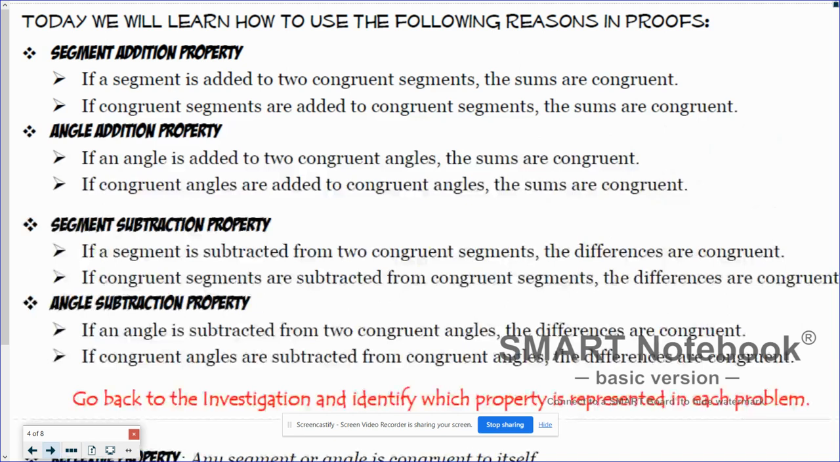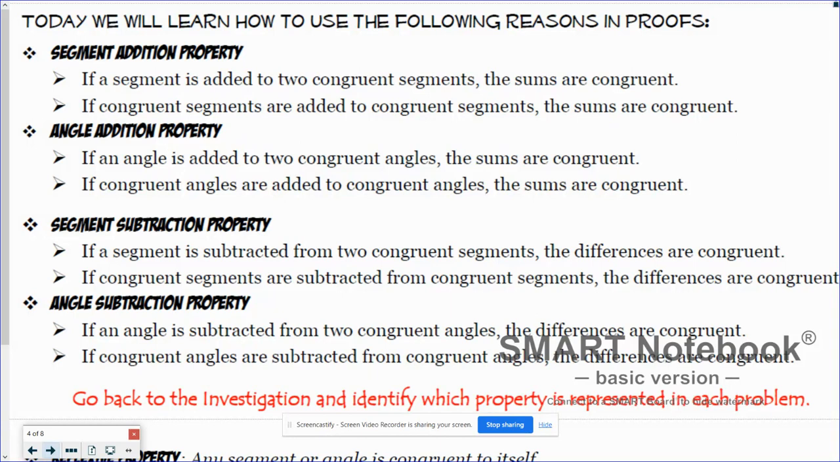Okay. You've got the segment addition property, the angle addition property, the segment subtraction property, and the angle subtraction property. So if you add congruent segments plus the same segment, you get congruent segments. If you add congruent angles plus congruent angles, you get congruent angles. If you take congruent segments and subtract congruent segments, you're going to get congruent segments. And that's what these properties are saying.